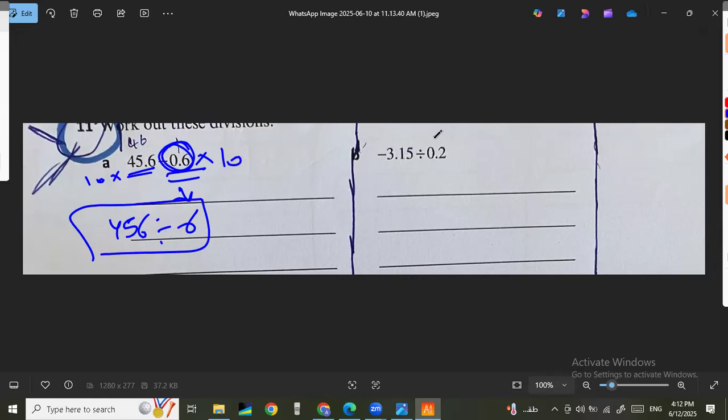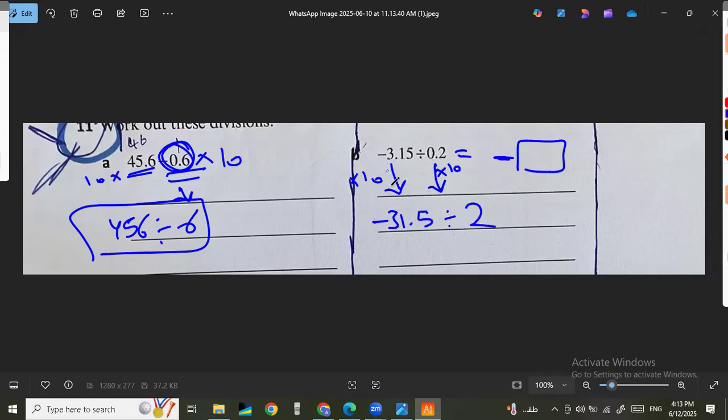All right, next one over here, same thing exactly. But Mister, I know for sure that this is negative because negative divided by positive is negative. So it's negative something. But again, the divisor is a decimal. It must be a whole number. Multiply also here by 10. Multiply this also by 10. So it's going to be what? Negative 31.5 divided by 2.